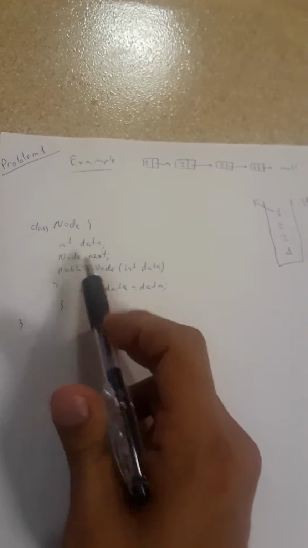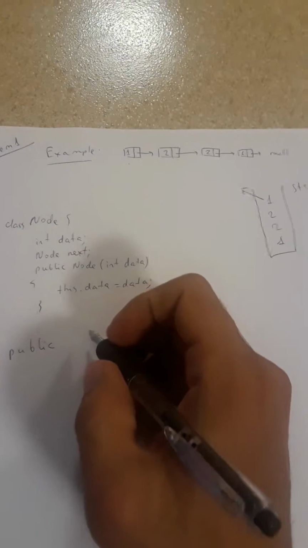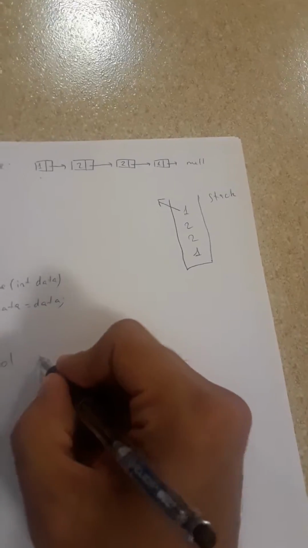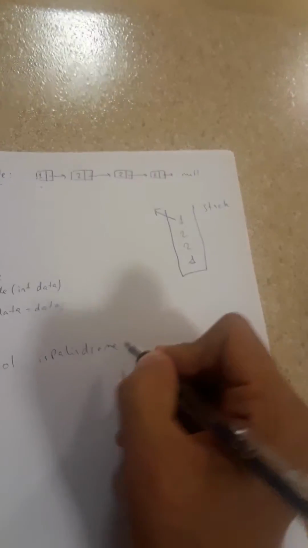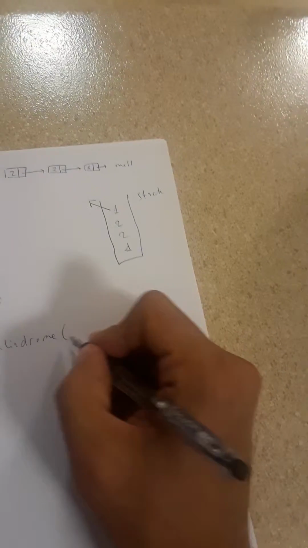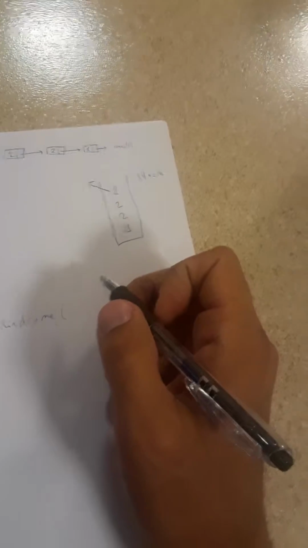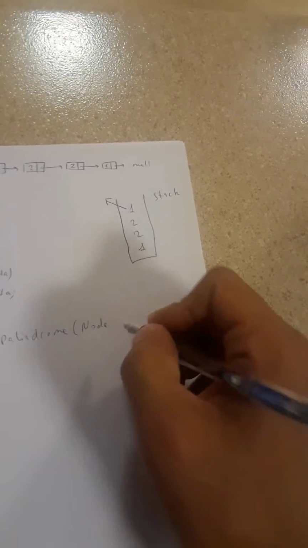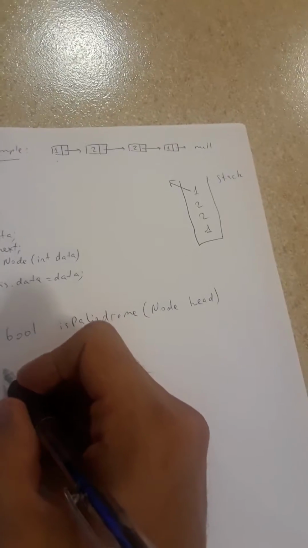So here's our class for node, and here we'll just define the function. It will return boolean, and we'll call it is palindrome or not. In this example, I'm considering that data in nodes will be integers. So input node will be the head of the linked list.